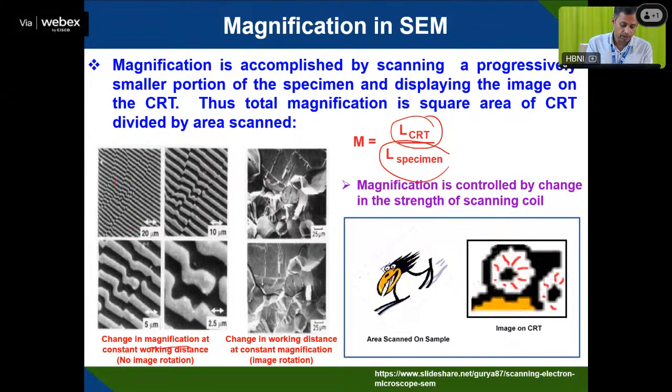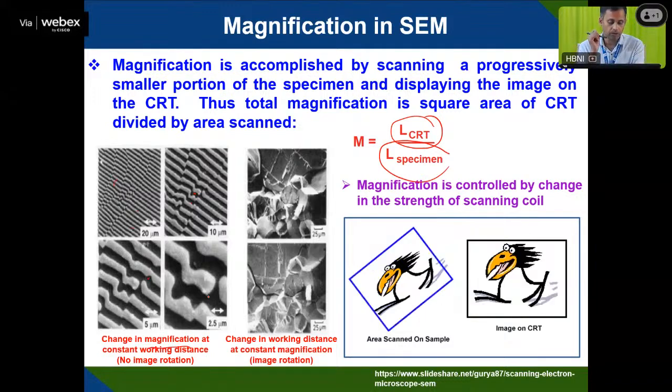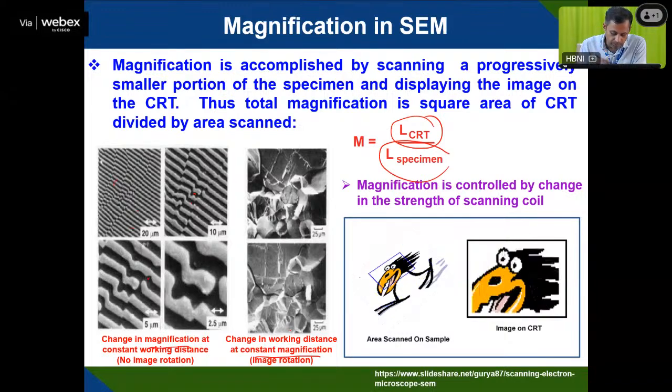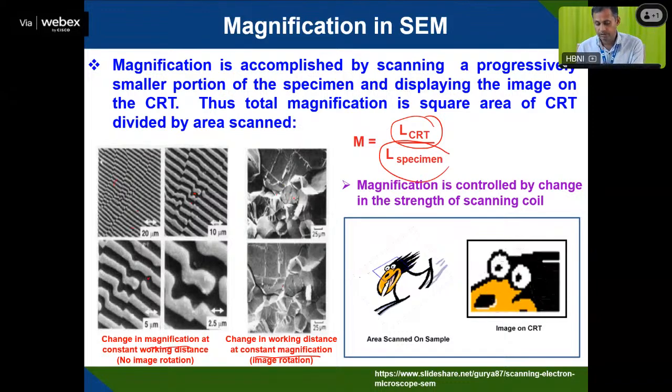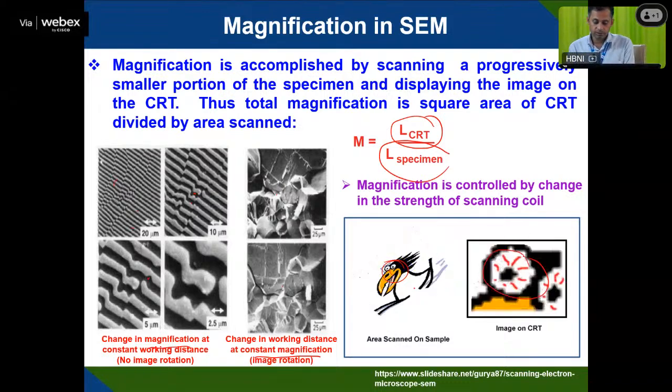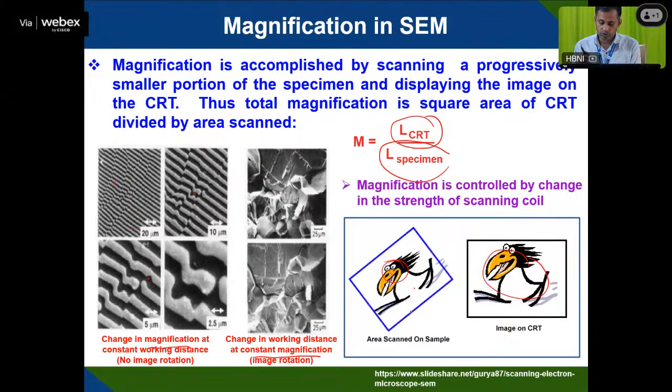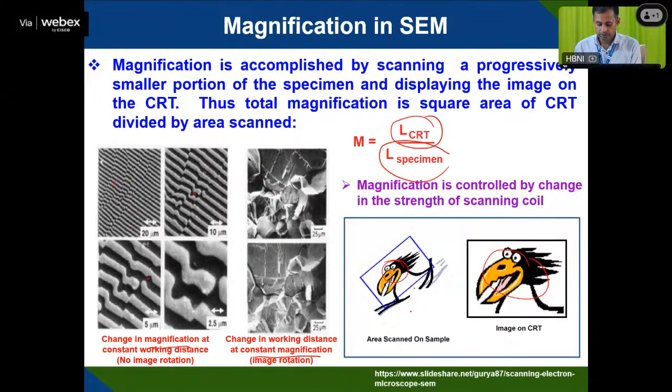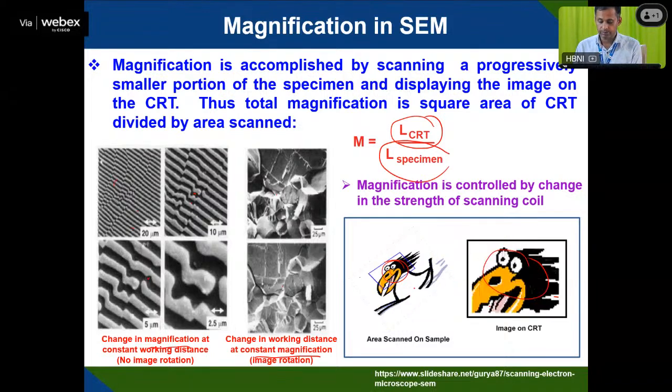You can see the same image, how it is enlarged, and then you are getting better information about the array. But in case of working distance, if you change it, what should happen? At constant magnification, you will be able to get a better image, but the position of that image will change from that particular area. Here, the image on a CRT will be enhanced and increased. Magnification is controlled by changing the strength of the scanning coil. So if your scanning coil changes, the magnification will change, and you will be able to see a large image on the CRT.